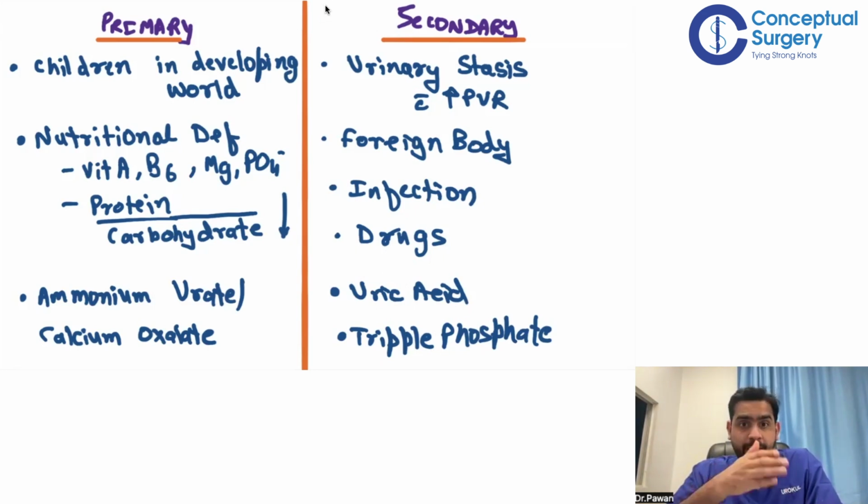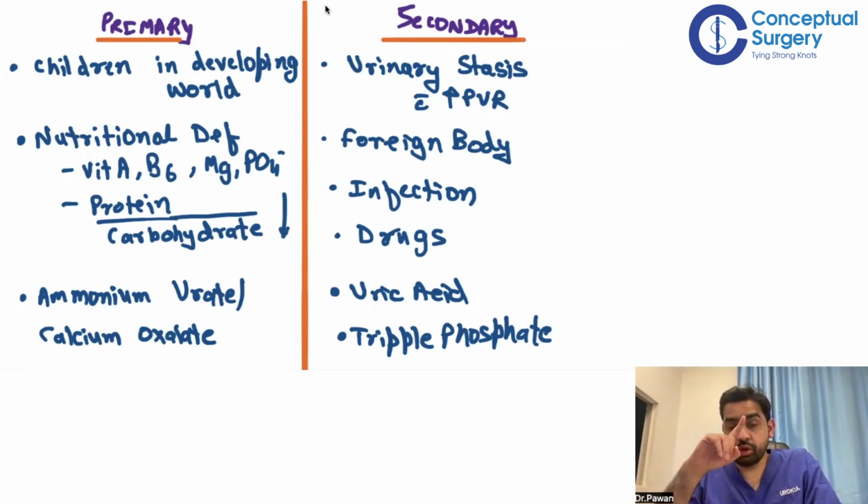Okay, so we have a primary and we have a secondary bladder calculus. Primary bladder calculus: children, developing world, diet which is deficient in proteins. This is important. The protein to carbohydrate ratio is low, and it is much more common in males as compared to females. In the primary bladder calculus, the male to female ratio is 10 to 1.